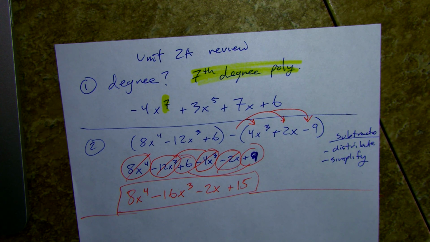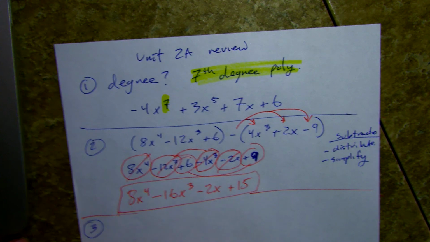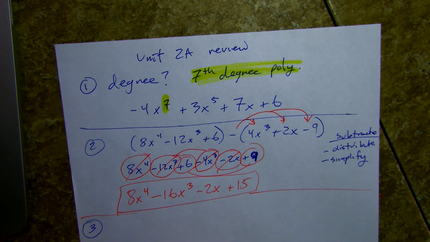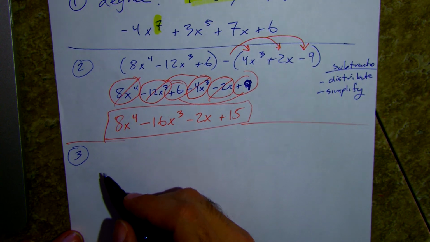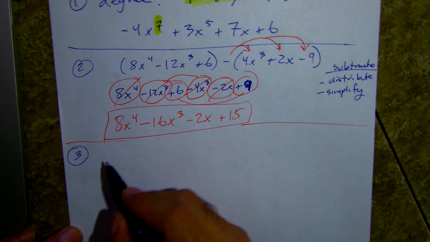Ooh, this one looks harder. Number 3. How much time do I have here? It's got 20 minutes. Perfect. All right, for number 3, let's move it up. I'll give you time to screenshot this whole thing, okay?